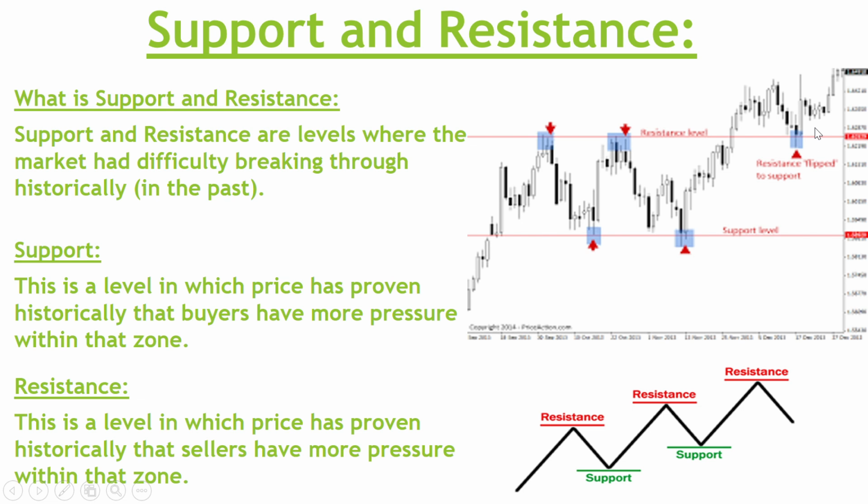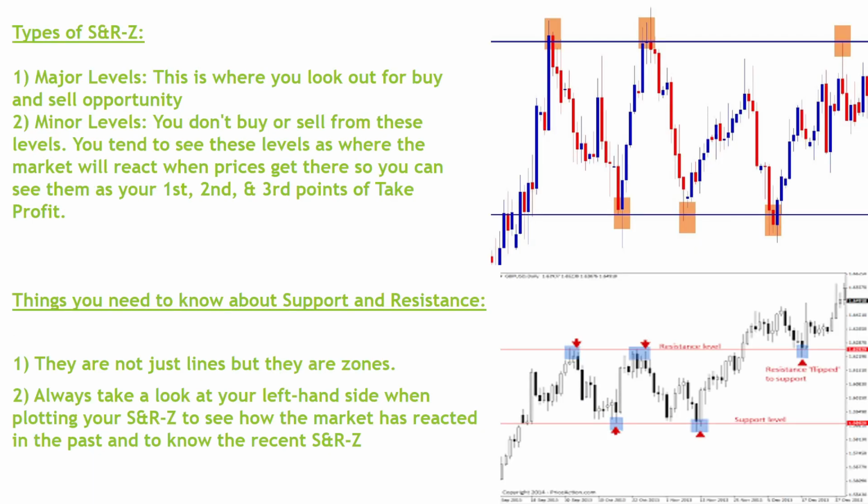Types of support and resistance zones. We have two types of support and resistance zones. We have what? The major zone and the minor zone. The major zones are where you look for buy or sell opportunities.